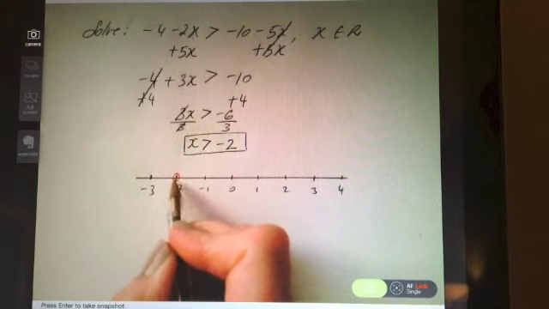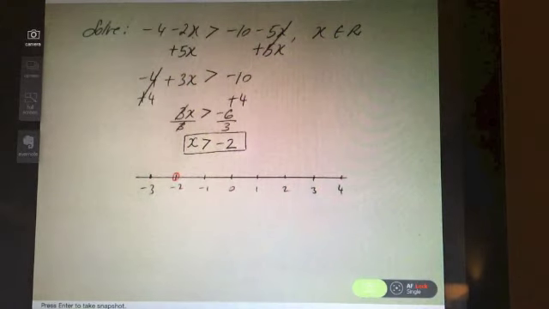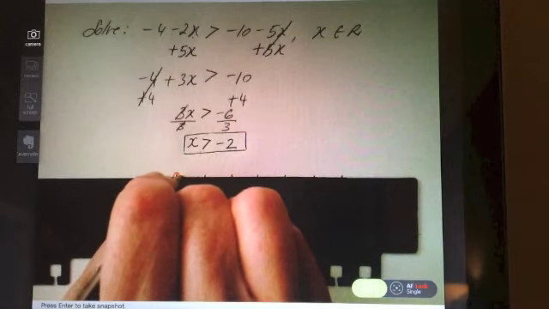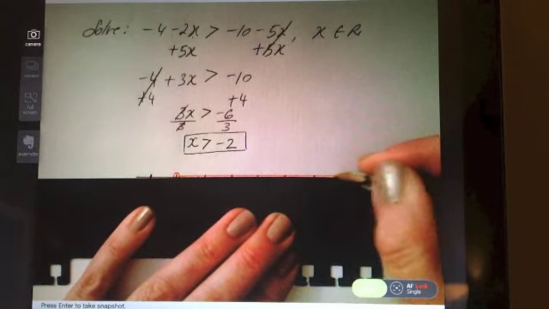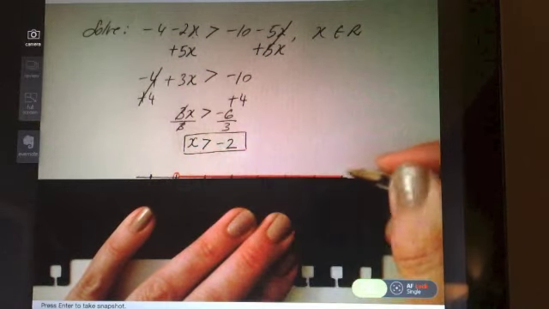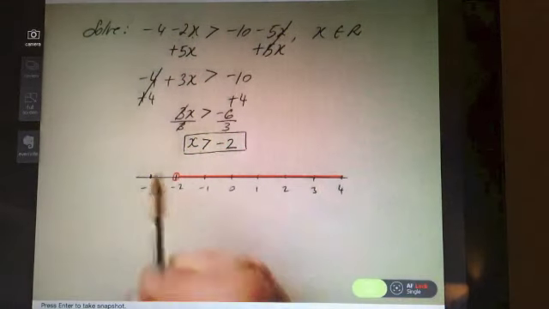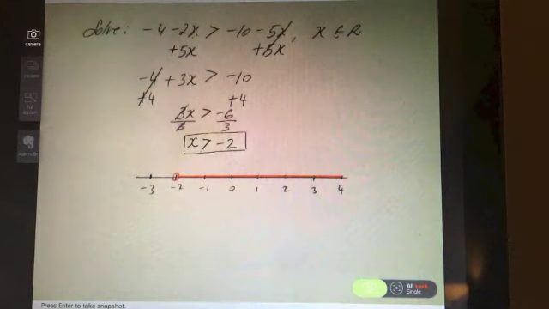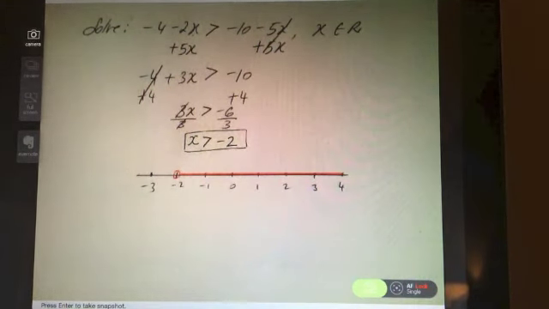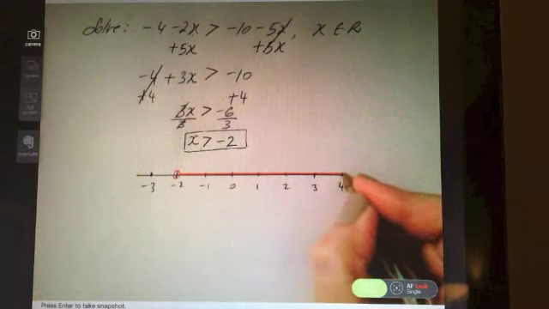I cannot colour that in and therefore include minus 2. So I'm going to do my thick line from minus 2 upwards. So all numbers greater than minus 2 are included, but I cannot colour that in. It cannot be included, the minus 2 itself. So there is my answer graphically to that.